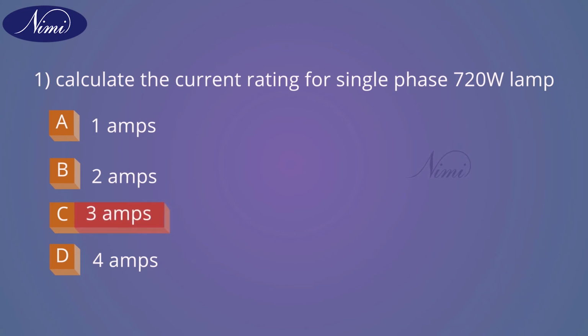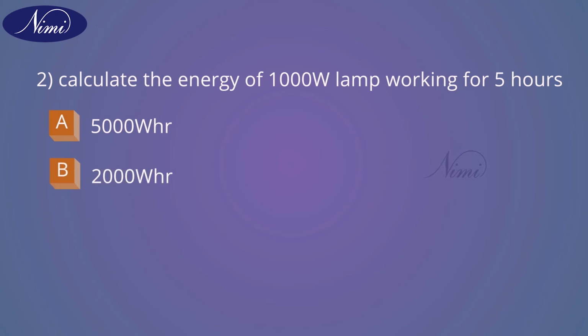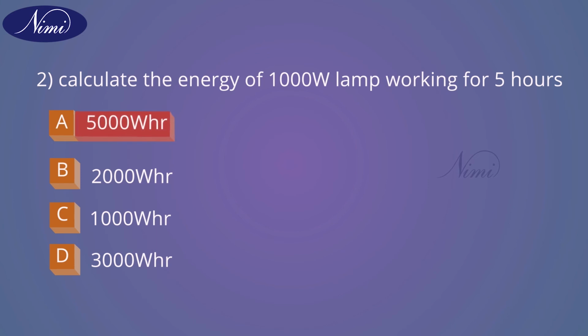3 amps. Question number 2. Calculate the energy of a 1000 watt lamp working for 5 hours. The options are A. 5000 watt hours. B. 2000 watt hours. C. 1000 watt hours. D. 3000 watt hours. And the answer is A.